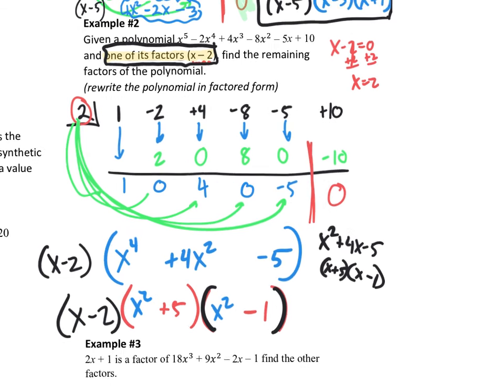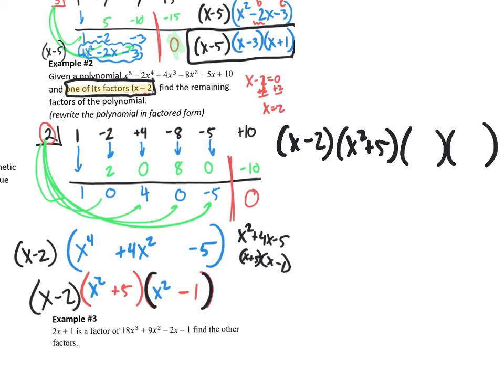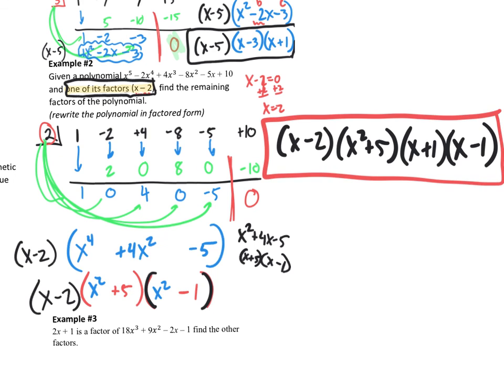So let me rewrite this whole thing over here on the side. I have the x minus 2 that they gave us. I have the x squared plus 5. And the x squared minus 1, I could rewrite as x plus 1 times x minus 1. And ladies and gentlemen, this is your final, entirely factored form of that fifth degree polynomial. I know, mind-blowing, right? Let's blow your mind even further.